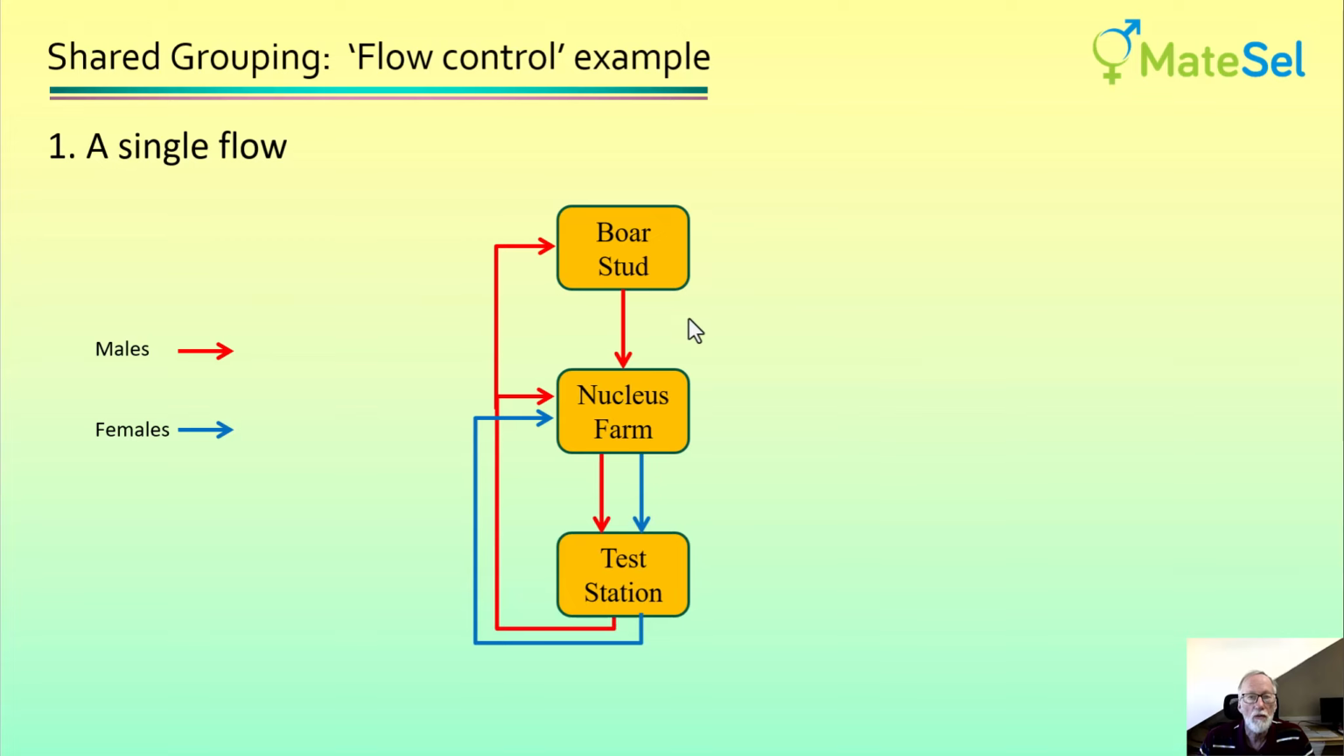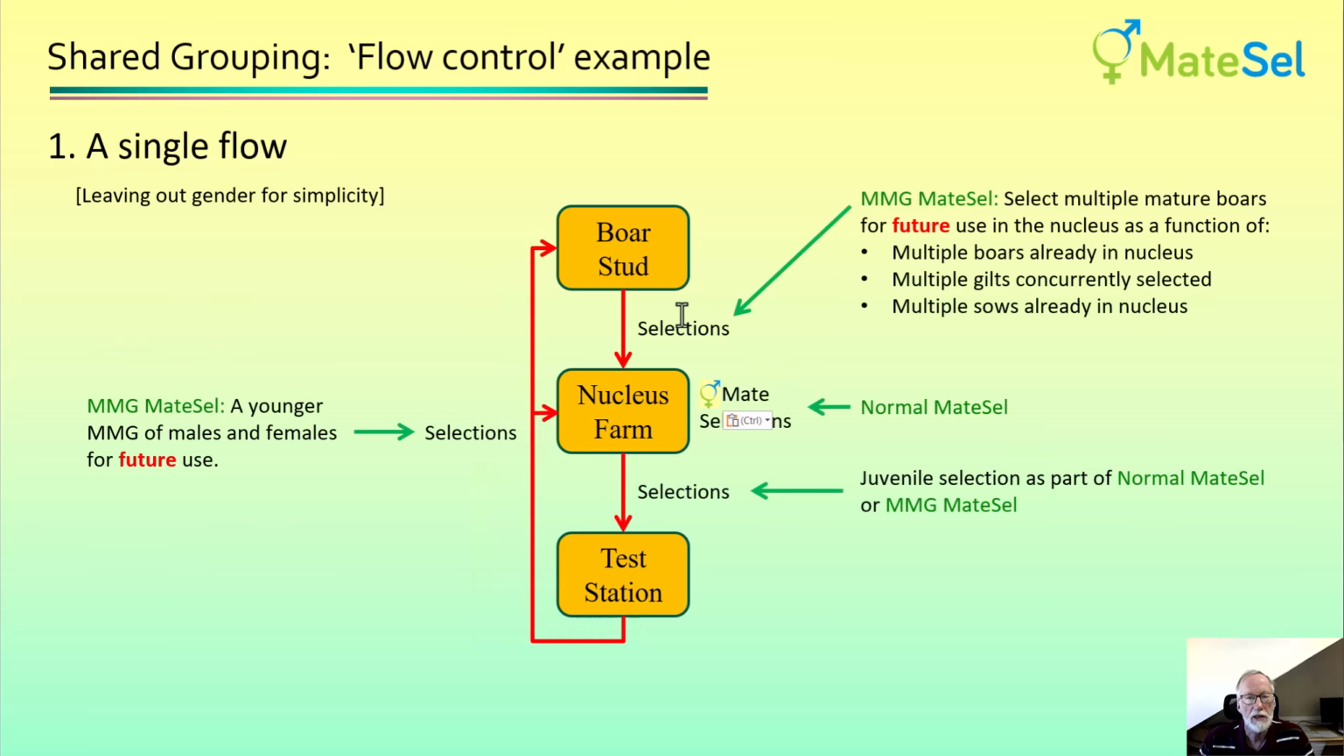This is the flow of males and females in a simple multi-unit pig breeding operation, and if we take off the sexes and combine them, it makes it a little bit simpler to look at. And there are a number of places where selection decisions are made, from the boar stud to the nucleus farm. And this usually takes the form of the nucleus farm requesting a certain number of boars to be sent from the boar stud, and that would be to top up an existing inventory of boars that they've got.